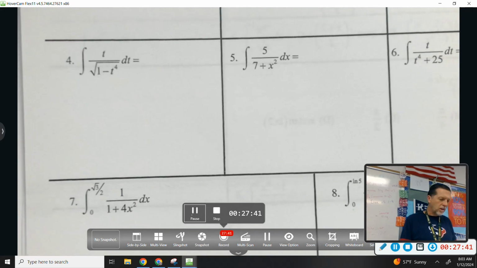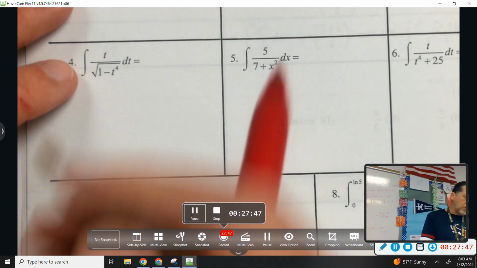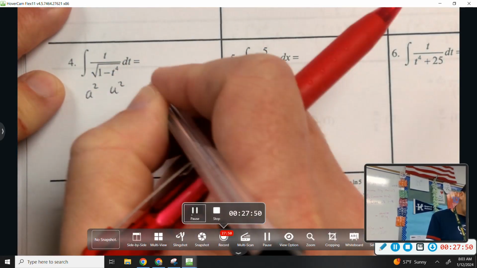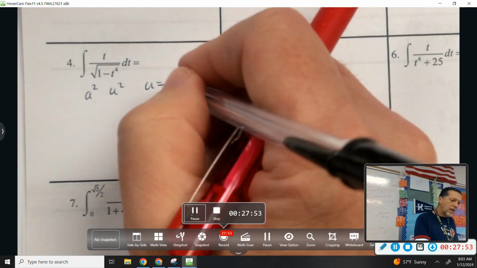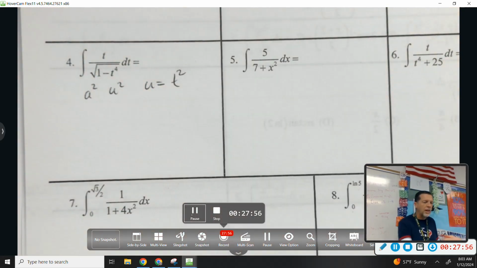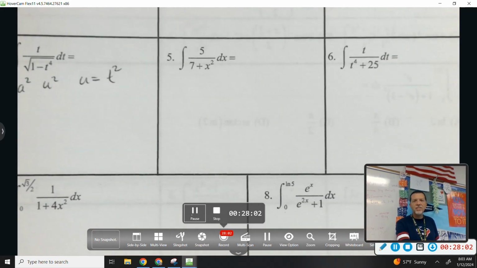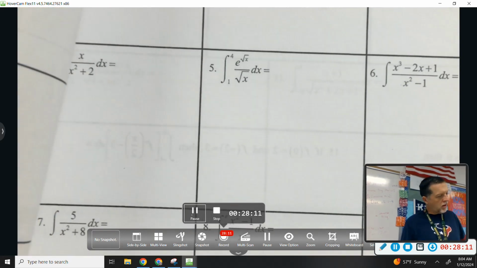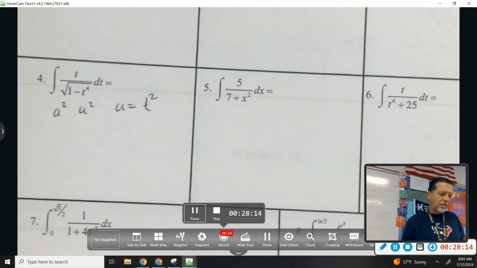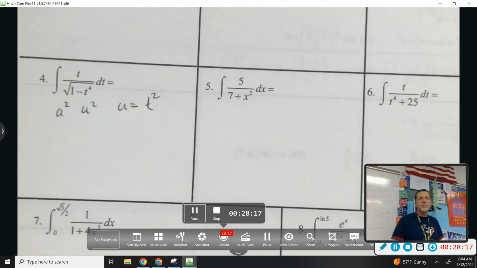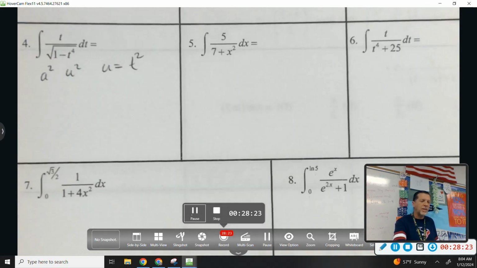How about number 4? Arc sine. What is u going to be for number 4? T squared. And then I'd have a du and I'd go from there. But yeah, this is headed toward an arc sine problem. 5 and 6 look kind of similar. What do they look like? Arctangent. In fact, I don't know that there's any arcsecant on this page. I will make sure the test doesn't have any arcsecant. Let's throw out arcsecant. If it does, I won't count them because I already made copies.